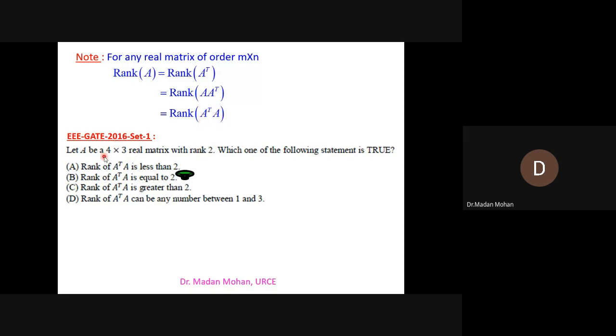What is rank of A? 2. Rank of A is 2. Automatically, rank of A transpose A is also equal to 2 because of this one, please. Direct observation. Once you know this one, it is direct. Okay. Next.